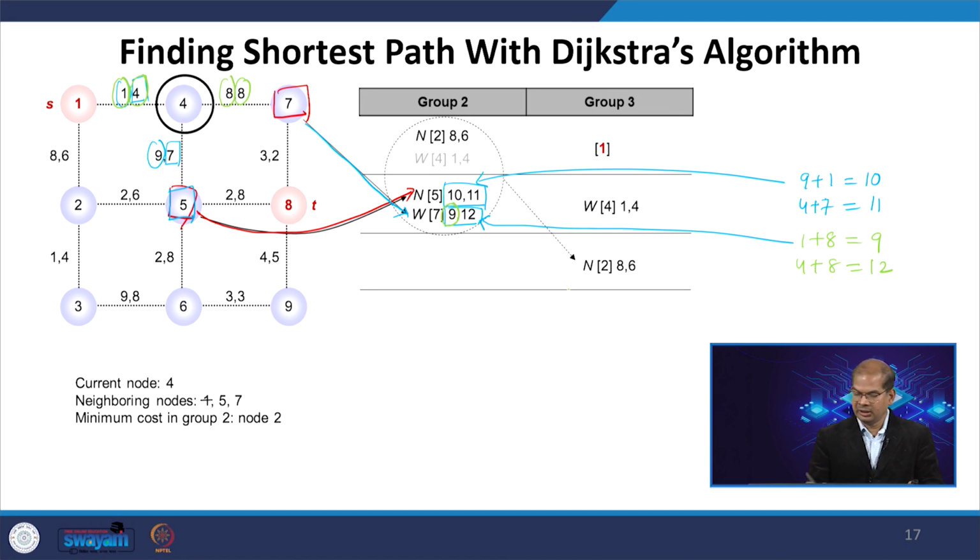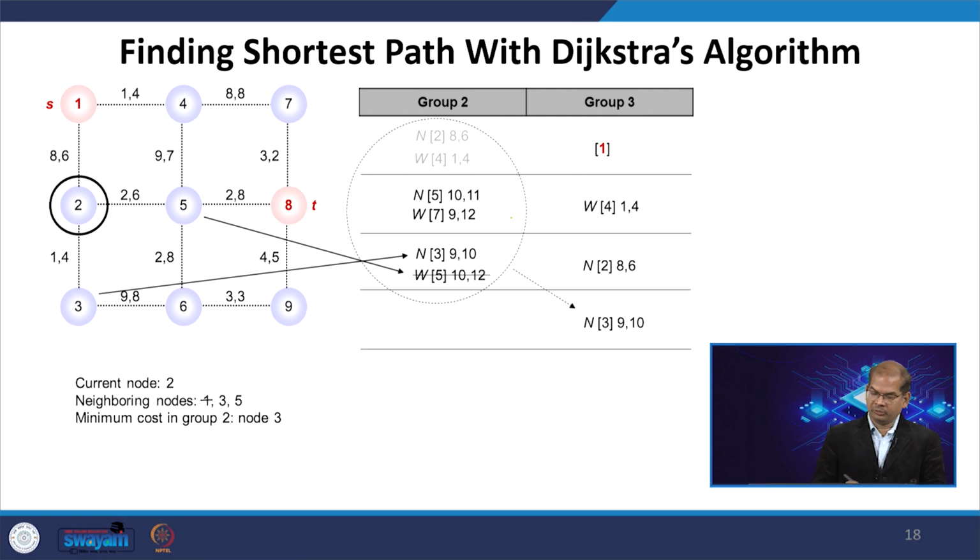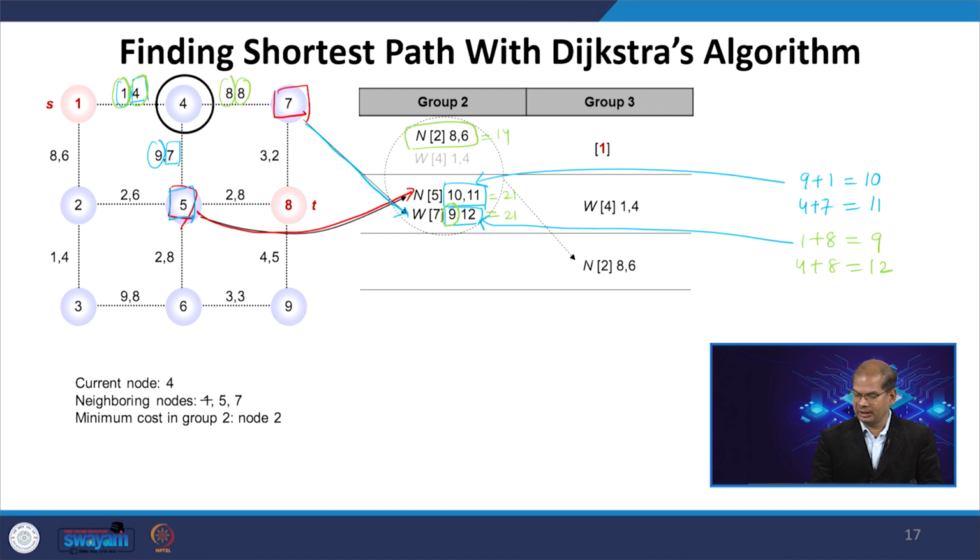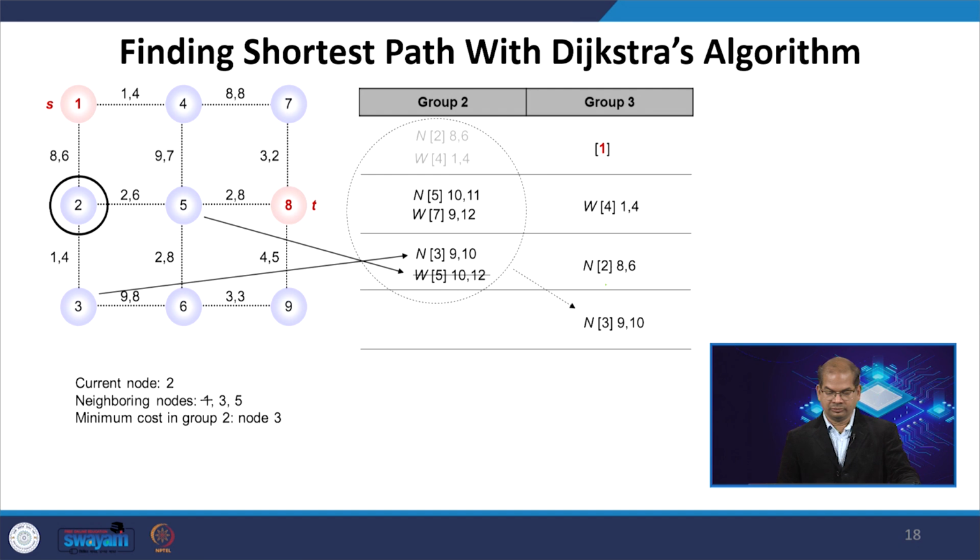Basically, node 2, this one is the shortest among them, because this will be having 14, this will be having 21, and this will also be having 21. So, I will take 8, 6. Now, I go to node 2, because I have taken node 2 among them. So, now I will consider the neighbors of node 2. The neighbors of node 2 are 5 and 3.